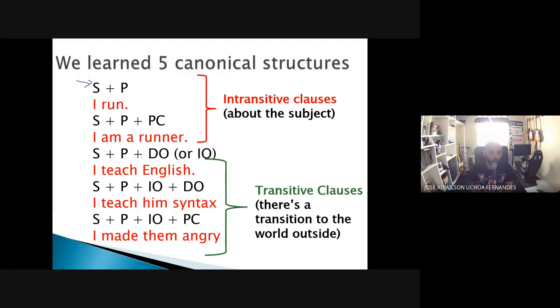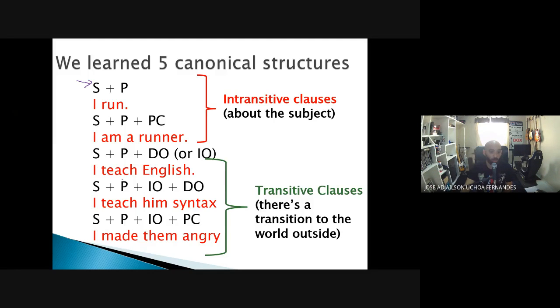And if you remember the video, we increased the degree of complexity to sentences with a subject, a predicate, and a predicative complement, as in I am a runner, or subject, predicate, direct object, or subject, predicate, and indirect object, as in I teach English, or I teach him. The first example has a direct object and the second an indirect object.